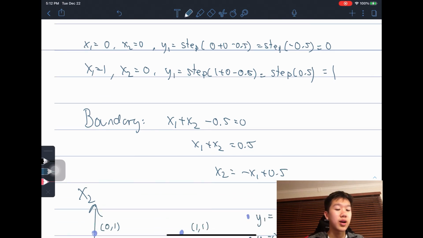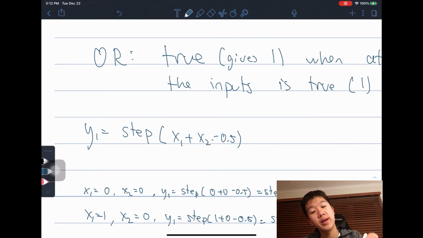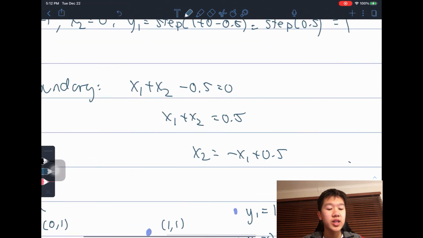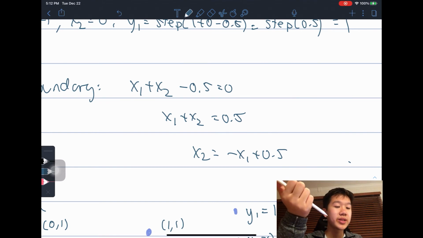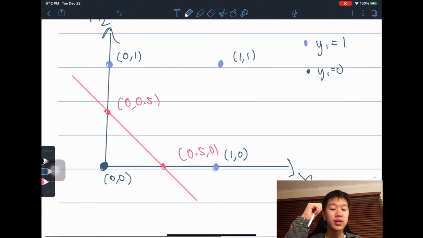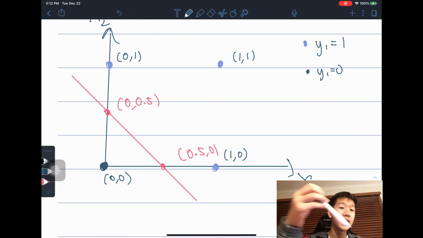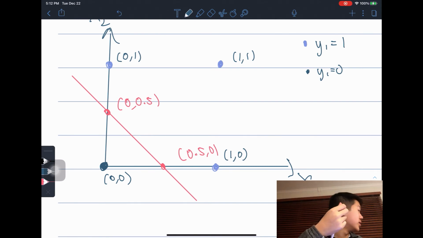So now we're just going to calculate its boundary. We take the input that's passed to step, and say x1 plus x2 minus 0.5 is equal to 0 to find where the step function is going to have as input 0, and then we calculate it, and we'll have x2 is equal to minus x1 plus 0.5. And if you plot it, we'll see that it gives us a red line like this, and that everything above this red line is of class 1, and everything below is of class 0.